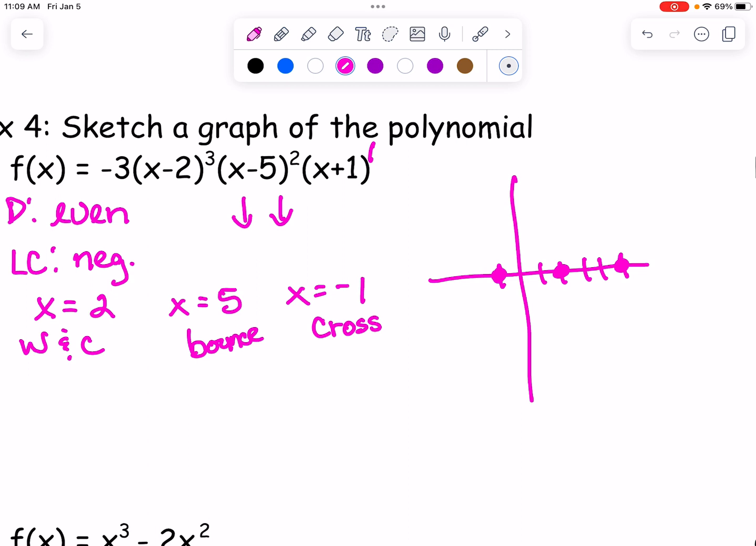So it's coming from the bottom. It's going to cross at -1. It's going to wiggle and cross at 2. And it's going to bounce. So there's our graph.